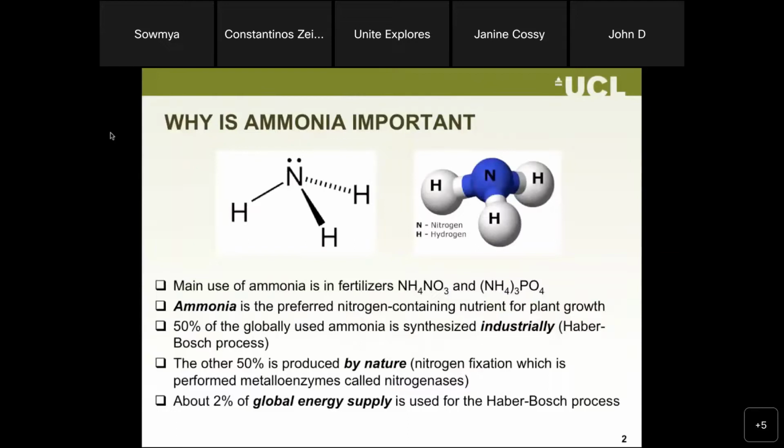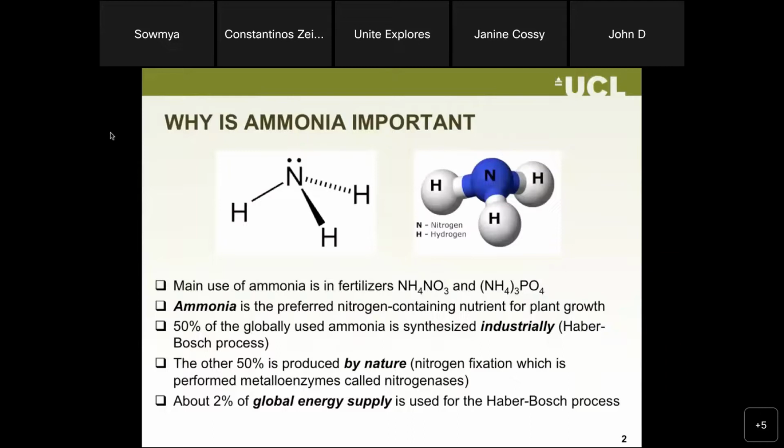50% of the globally used ammonia is synthesized industrially via the Haber-Bosch process, which has been developed for more than 100 years and is very well established. And the other 50% is produced by nature by nitrogenases, which are metalloenzymes, and this is the natural way of producing ammonia.